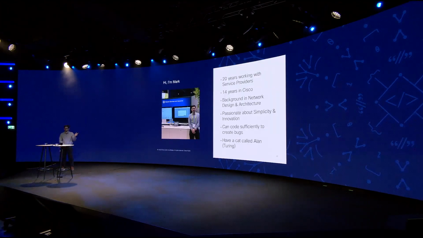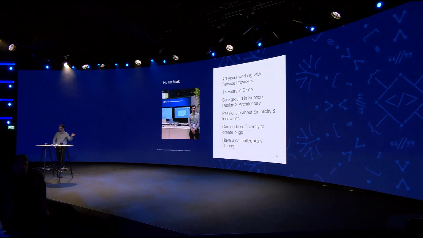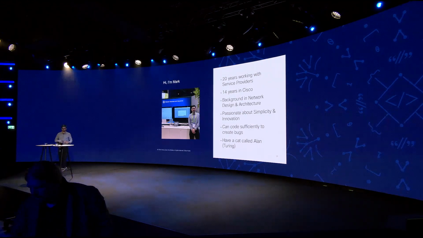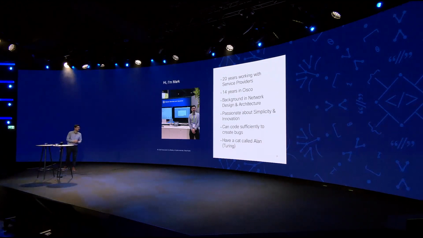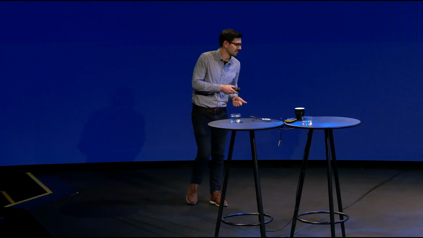Okay. This is me. Someone did a joke about wearing the same clothes yesterday. So as much as I like reusability, I won't do that one. 20 years working with service providers, 14 years in Cisco. I like simplicity. I'm a simple guy. I can code sufficiently to create bugs, which other people can fix. And I've got a cat called Alan who can also create bugs.